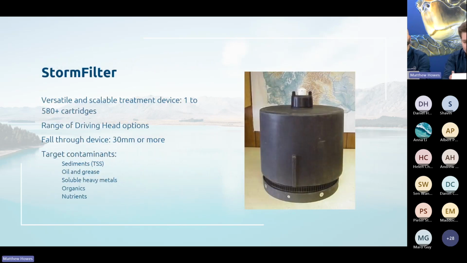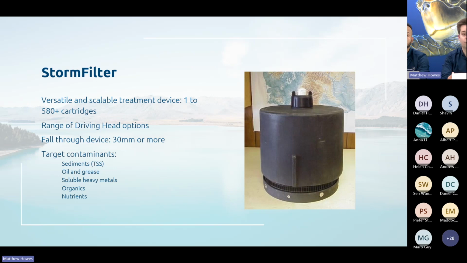So then a little bit about the StormFilter and how it works. The general idea behind the StormFilter is there is one cartridge, which operates in its own way, and then you add cartridges to increase the total treatment flow rate, depending on how much water is running off your catchment that you have to treat. Whether you have one cartridge or up to 580 cartridges or more, there's not going to be a change to the treatment outcome and very little change to the hydraulics and how the system operates. That means the StormFilter is one of the most scalable devices in that respect.